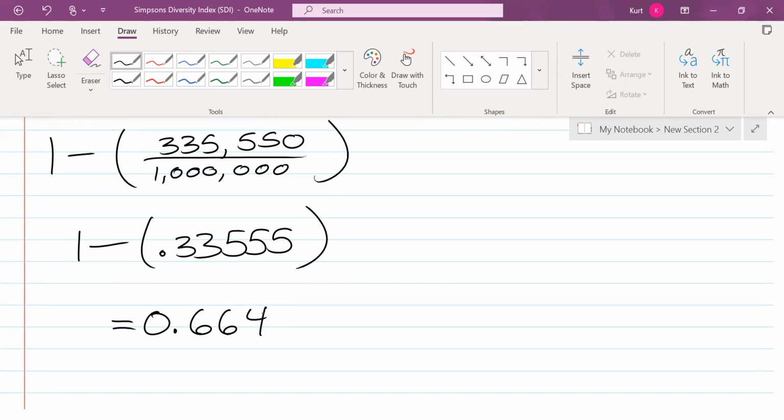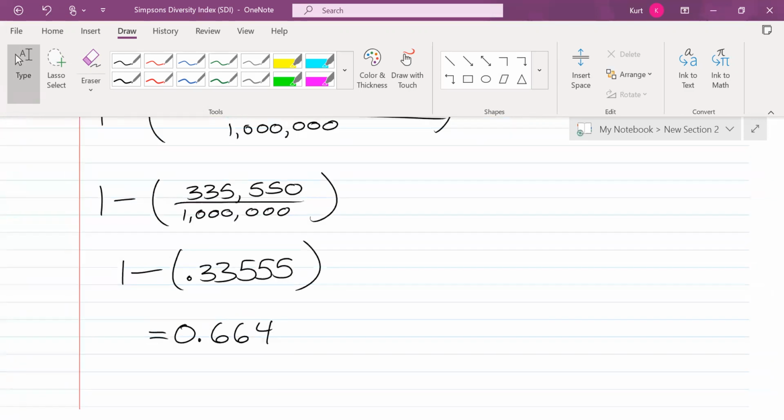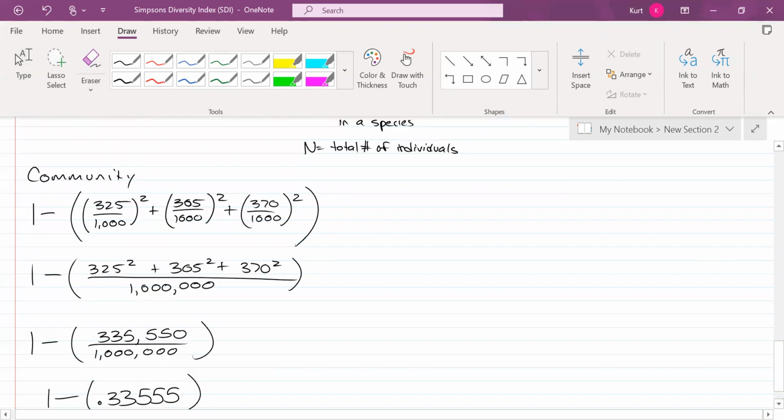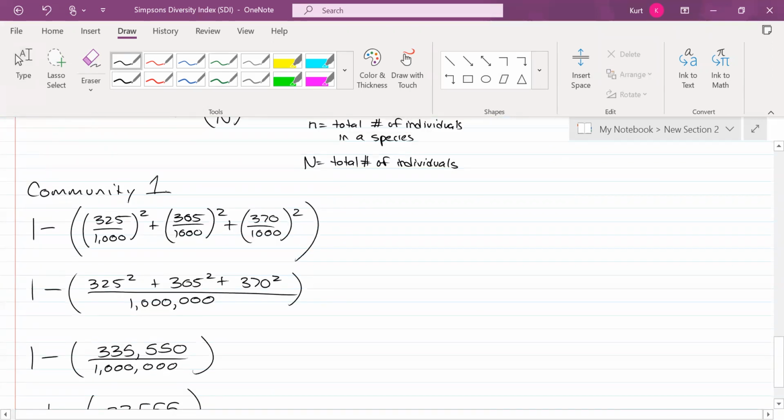Okay, so this means that there's a 66% chance that if I randomly select two creatures, they will be different species. Okay? That's what that number means. So based on that template, I would like you guys to solve for community two.